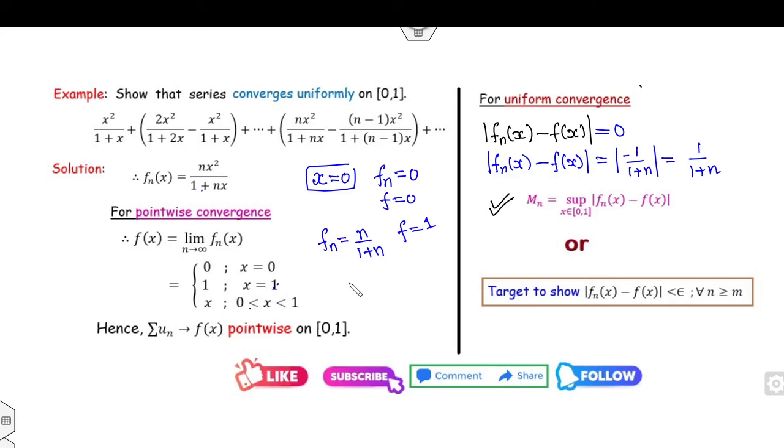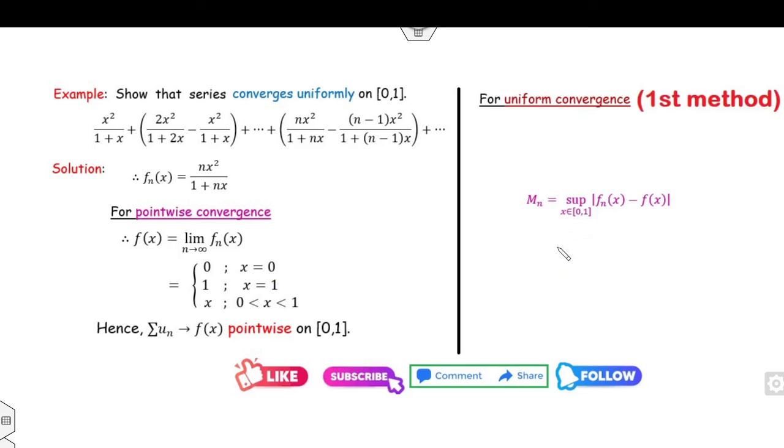Similarly, for the third case your answer will be nx squared over 1 plus nx minus x. If you take the LCM, it is minus x over 1 plus nx. Clearly, this is a particular case of this by taking x equal to 1.